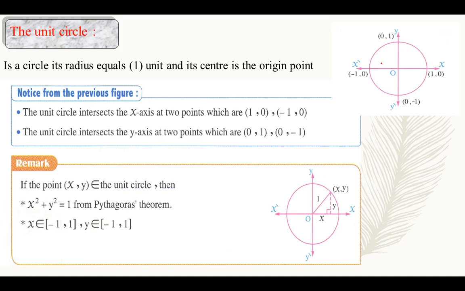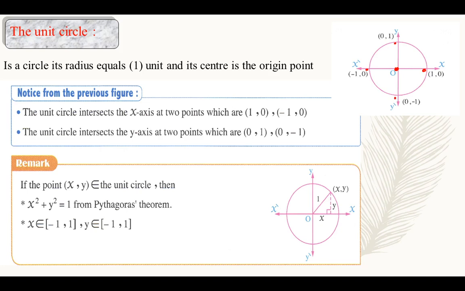the unit circle. Here this is the unit circle. Its radius equals 1, and its center is the origin point. You can see that the unit circle intersects the x-axis at the points (1, 0) and (-1, 0). And also the unit circle intersects the y-axis at the two points (0, 1) and (0, -1).